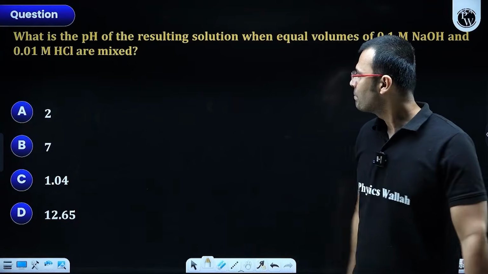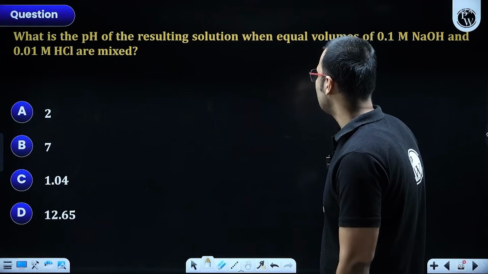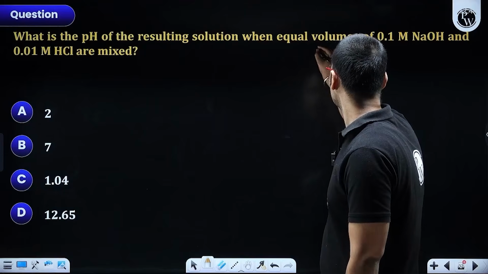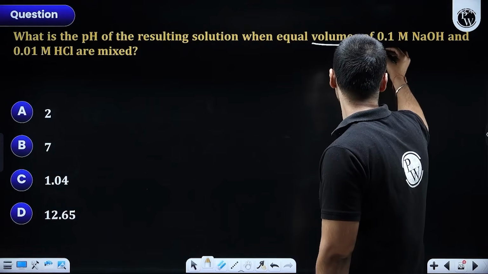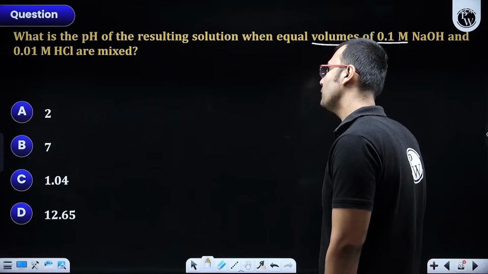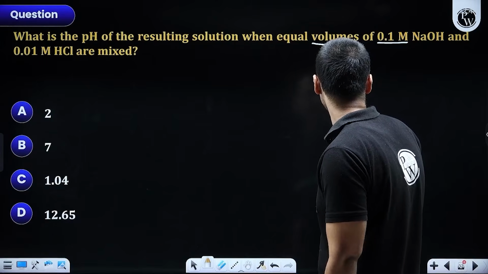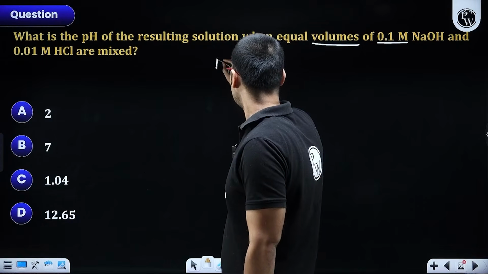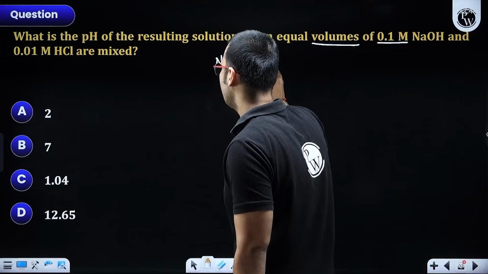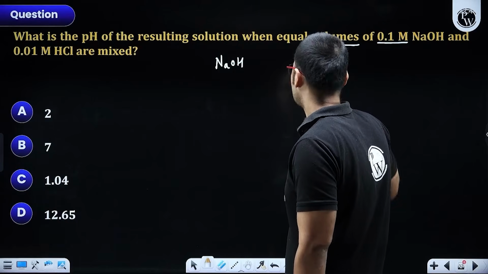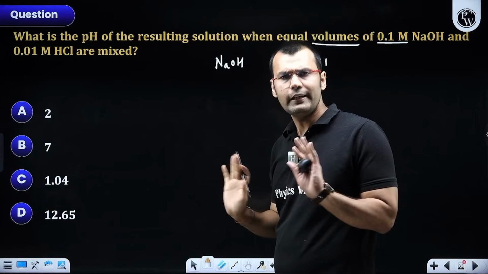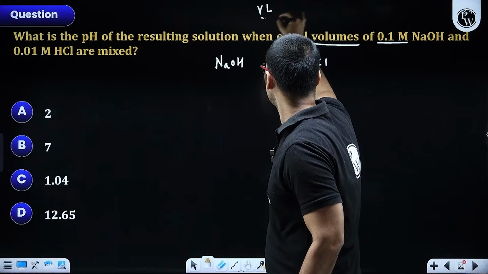So what is the pH of the resulting solution when equal volumes of 0.1 molar NaOH and 0.01 molar HCl are mixed? So again we have a case of mixing strong acid and strong base, right? So here NaOH is there and HCl is there. Suppose both are V liter, equal volume.